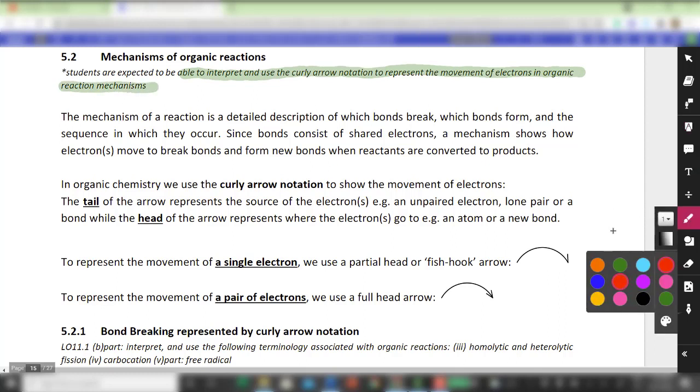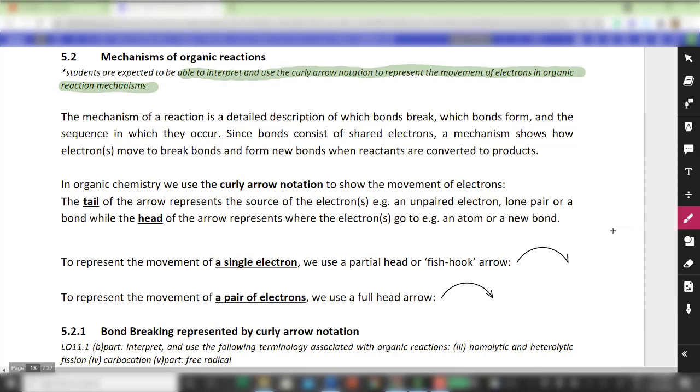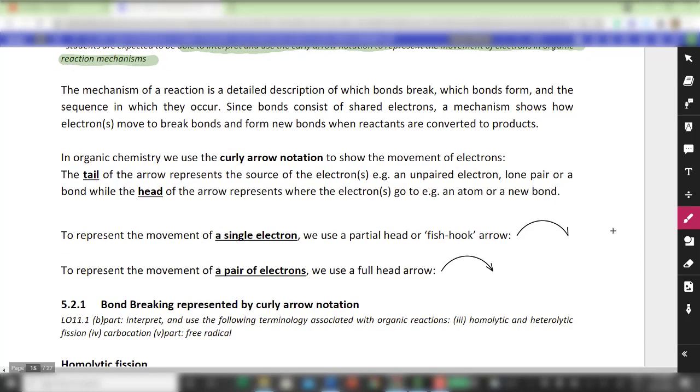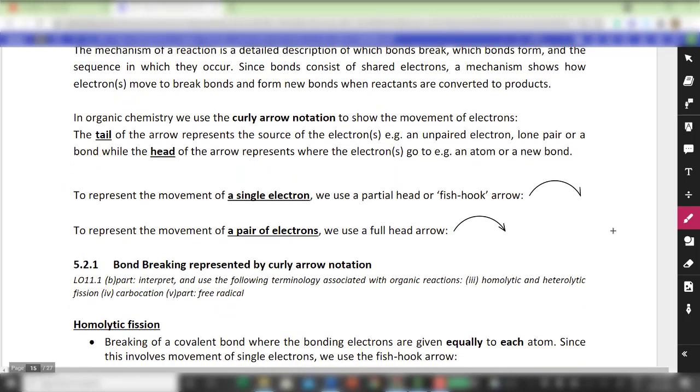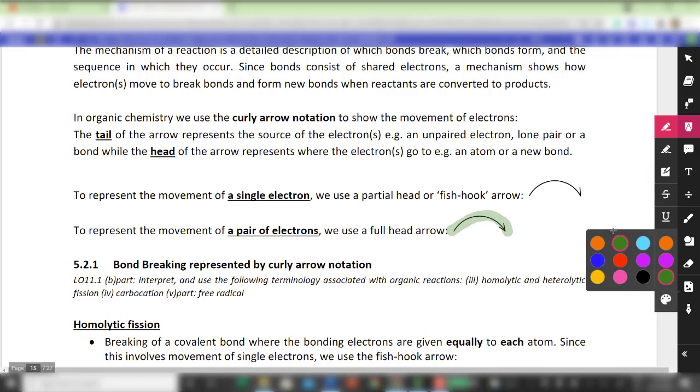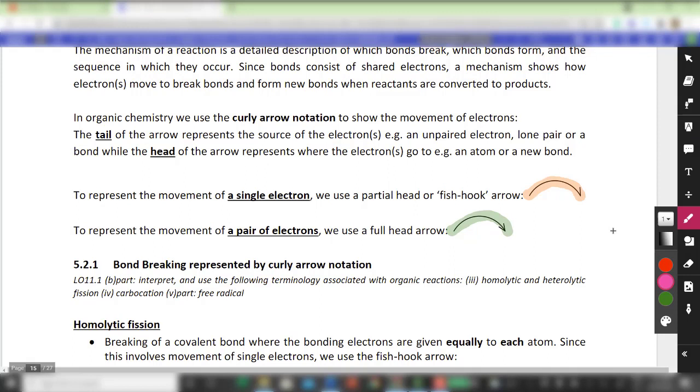So only organic. Okay, so the mechanism gives you a snapshot, maybe a pictorial representation, of bonds being broken and bonds being formed. So I will not go too much into details, but just take note that the curly arrow notation represents the movement of a pair of electrons if it's a full arrow with a full arrowhead, and if it's just a half arrowhead, we call this the movement of a single electron.